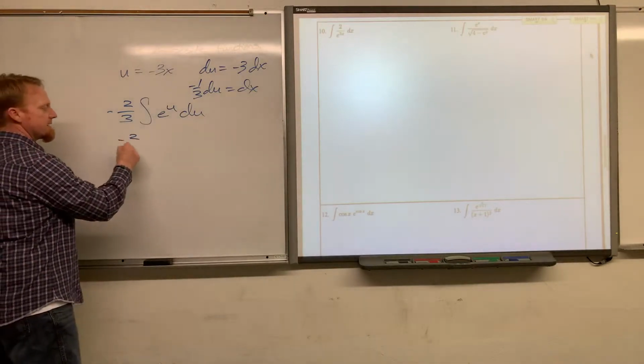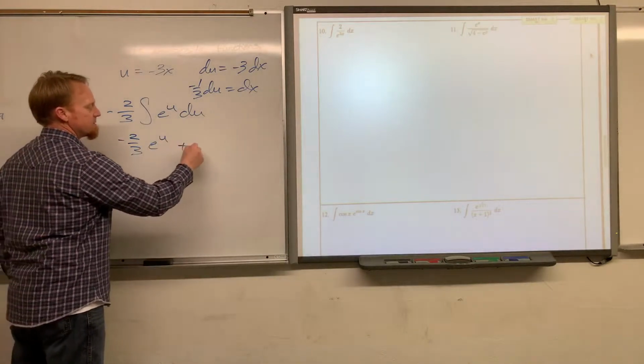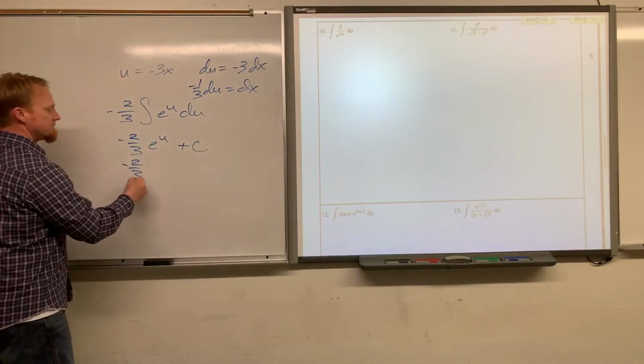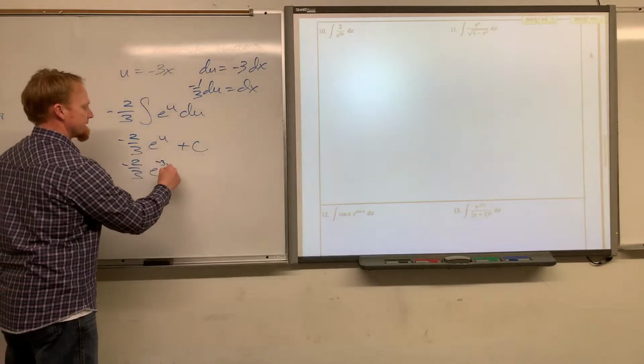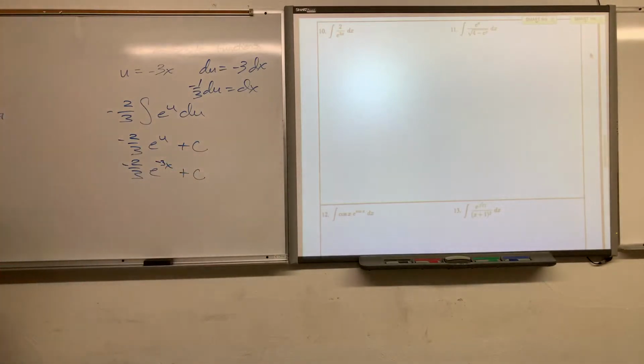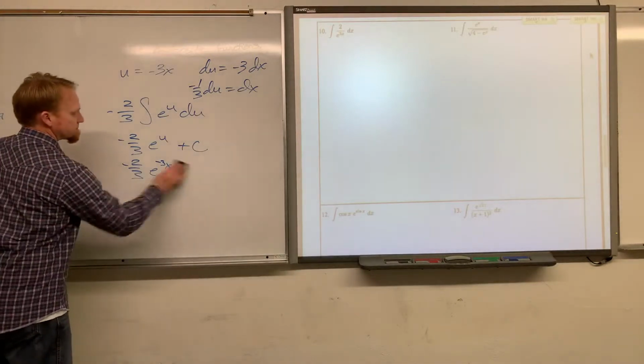So now if I integrate that, I get e to the u plus c. So negative 2/3. This becomes e to the negative 3x plus c. So hopefully you caught my mistake there as I was making it. 11.